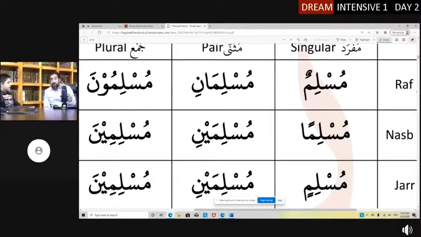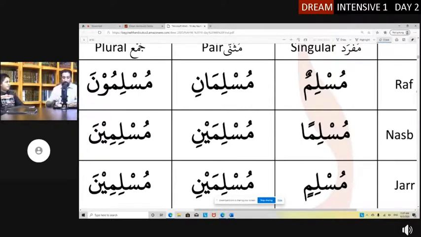Okay, now it's going to get harder. You're going to say each one, stop, and remember what you wrote down for it. Muslimun, one rafa. Musliman, one nasab. Muslimin, one jar. Muslimani, two rafa. Muslimaini, two nasab. Muslimaini, two jar. Muslimuna, plural rafa. Muslimina, plural nasab. Muslimina, plural jar. Not just the words, but the whole thing in your head with the labels.